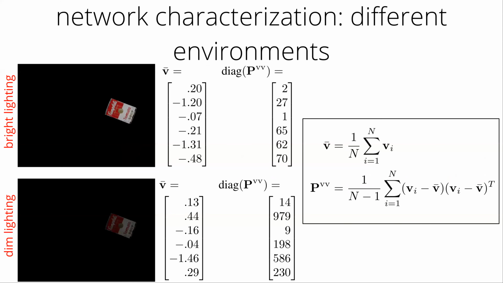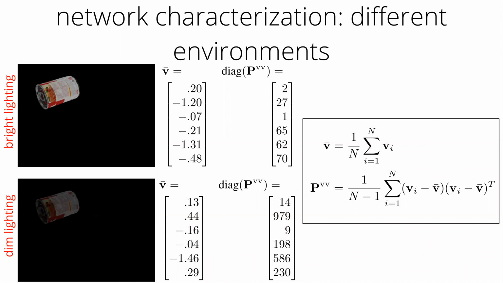In order to implement the unscented filter, we need the mean and covariance of the measurement noise. To determine that, we considered specific environments characterized by certain lighting conditions and background colors. For each environment, we generated 1,000 random images, fed those images through the network, and then calculated the sample mean and covariance using the equations on the right. This gives us the measurement noise covariance matrix PVV, which is what we used in the unscented filter in our simulations.